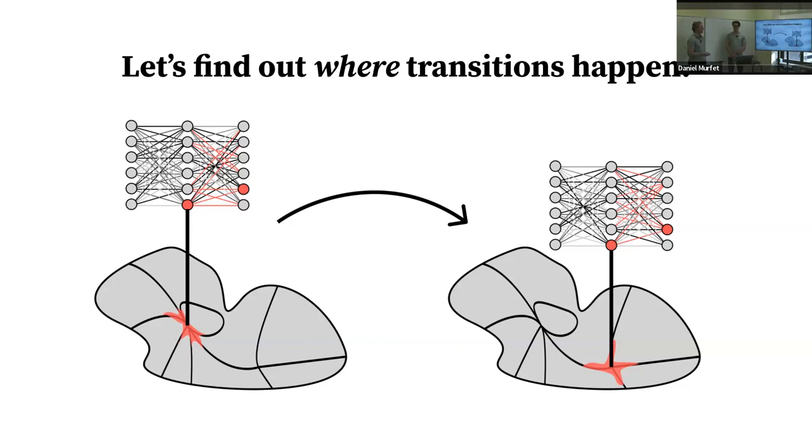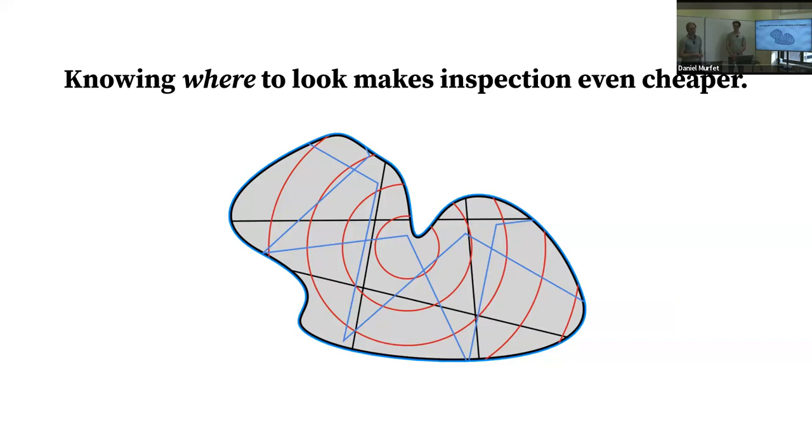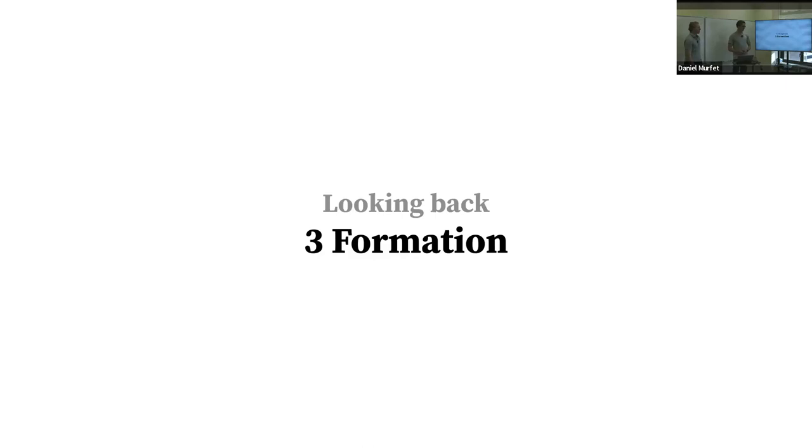Knowing where to look also makes inspection even cheaper, right? You don't have to run your tool over all 100 billion parameters if there are only some relatively smaller subset that are actually relevant in some critical way to the transition. And finally, we talked about formation, especially in the mechanistic interpretability streams.